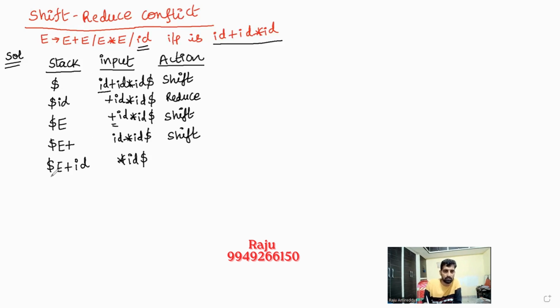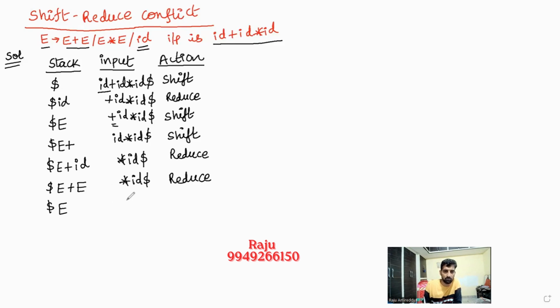Then we have dollar E plus ID. In place of ID, we can write capital E. This is called a reduce move. Then star ID remains as it is. Now, in place of E plus E, we can write capital E. This is also called a reduce move.